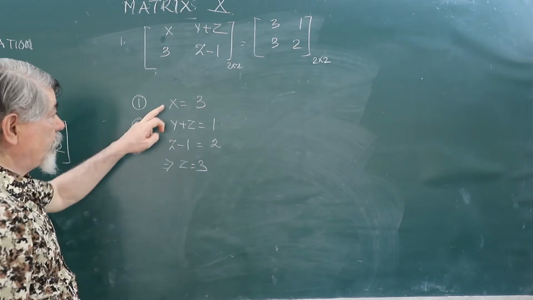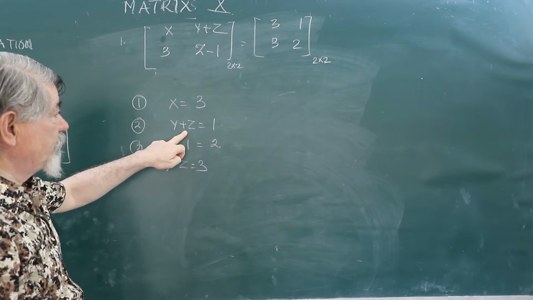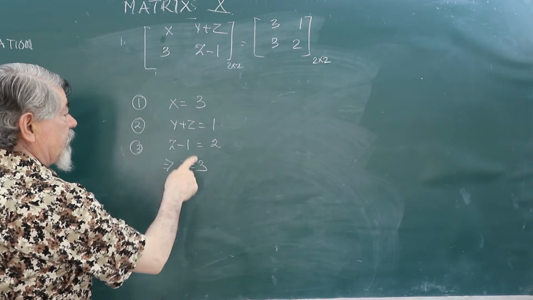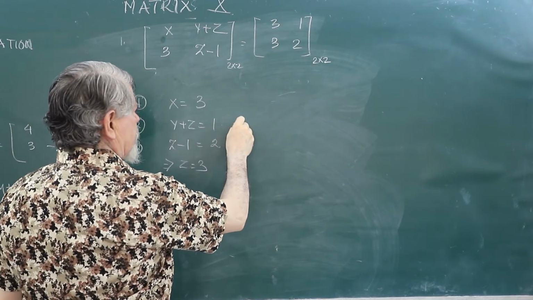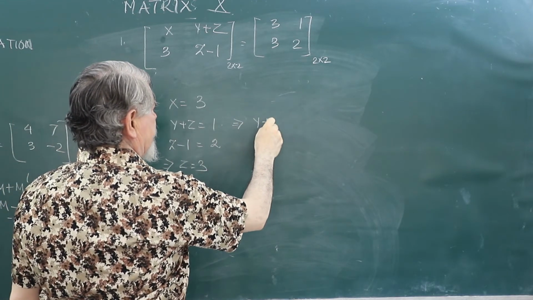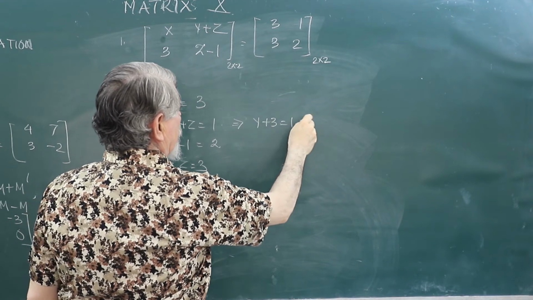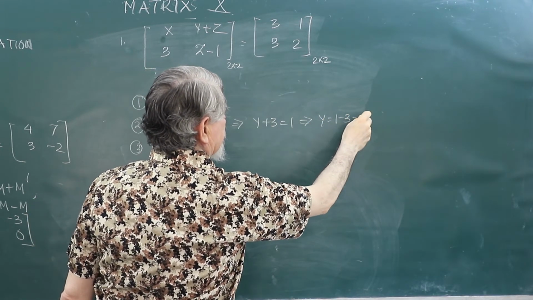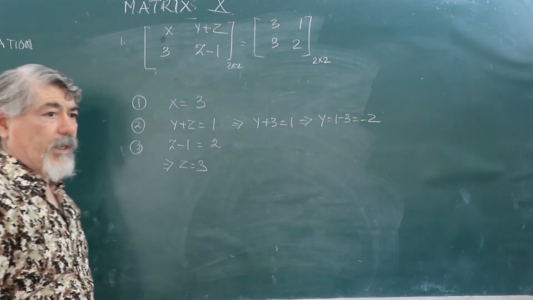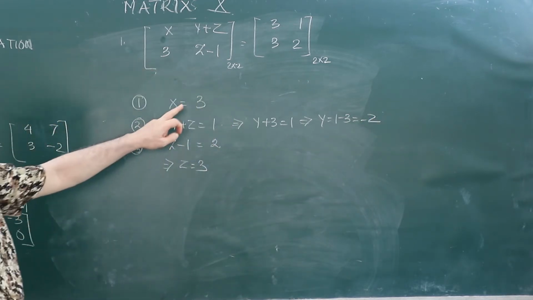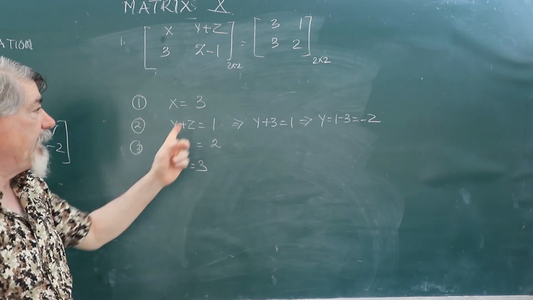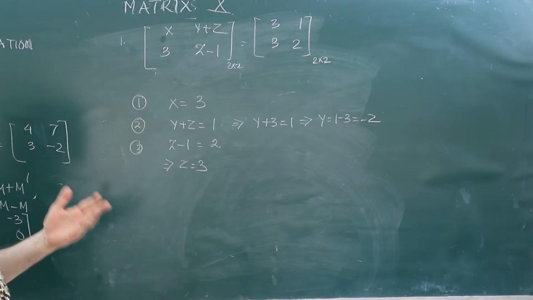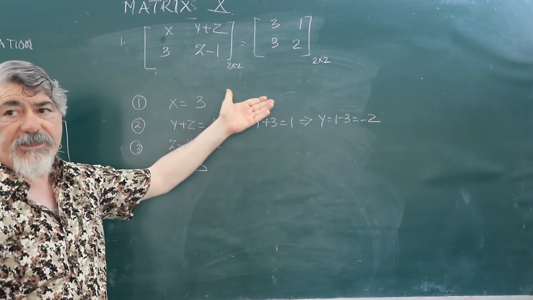Now I have got the value of X and Z. Y I have to get. So in place of Z, I will put 3. Y plus 3 is equal to 1, that will imply Y is equal to 1 minus 3, that is minus 2. So I've got the value of X as 3, the value of Y is minus 2, the value of Z is 3. That is what equality of the matrix is.